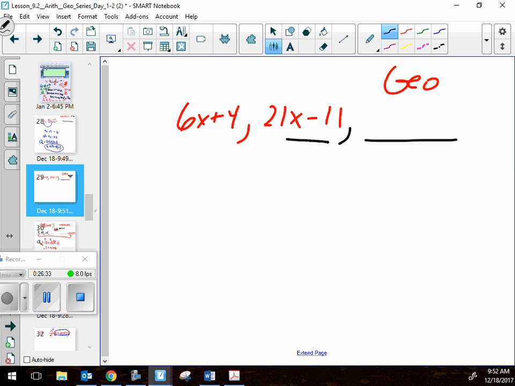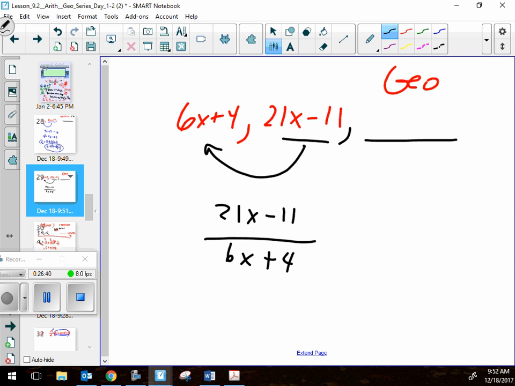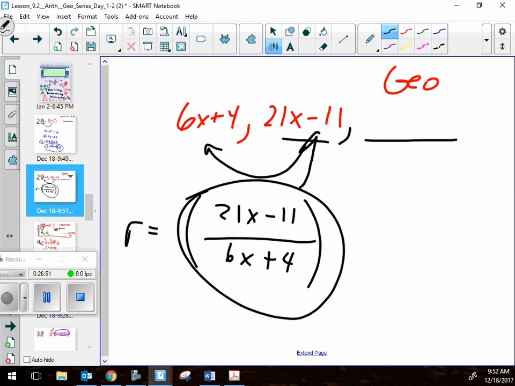Okay, we need our r this time. You should have taken that divided by that: 21x minus 11 over 6x plus 4. And if you can factor it, you should. This one doesn't happen to have anything cancel, so that's your r. And then if you're going to find the next term, you just take this times this. That's all there is to it. So I could say 21x minus 11 is on the top, and I times it by the other thing on the top, so I could say squared all over 6x plus 4.